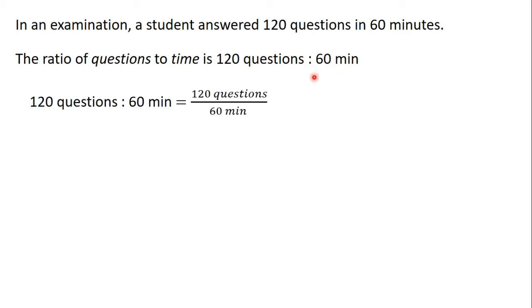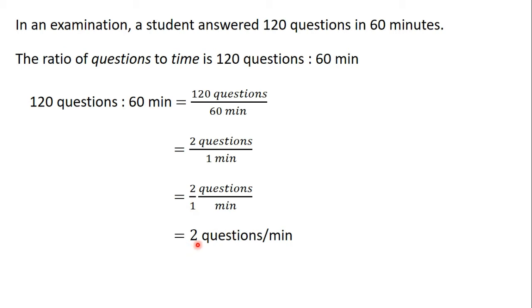We learned from ratios that 120 questions is to 60 minutes can be written as 120 questions divided by 60 minutes. Now, 60 will cancel itself 1 and cancel 120 2 times. So you will have 2 questions divided by 1 minute. Let's separate the numbers from the units. You have 2 divided by 1, then we have questions divided by minutes.